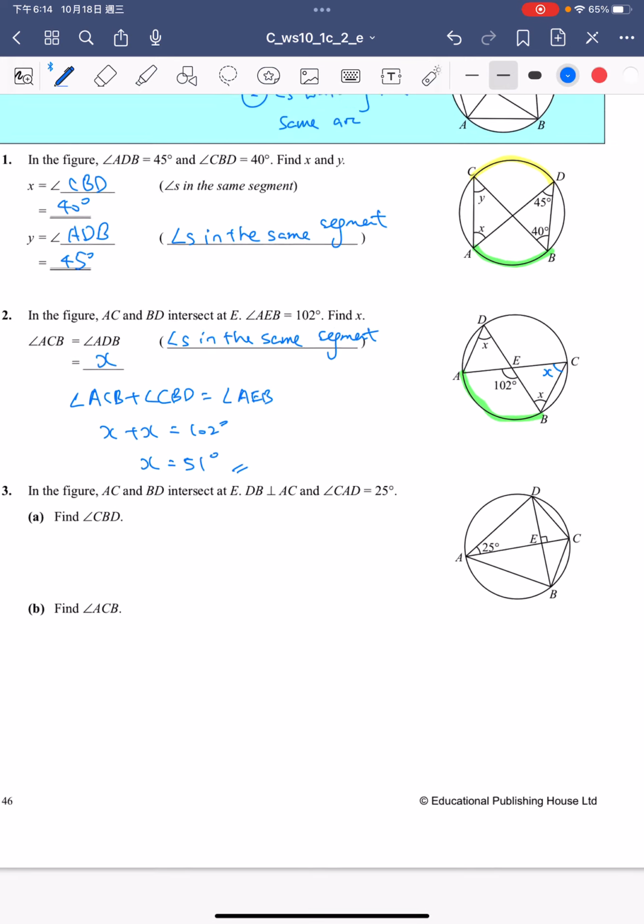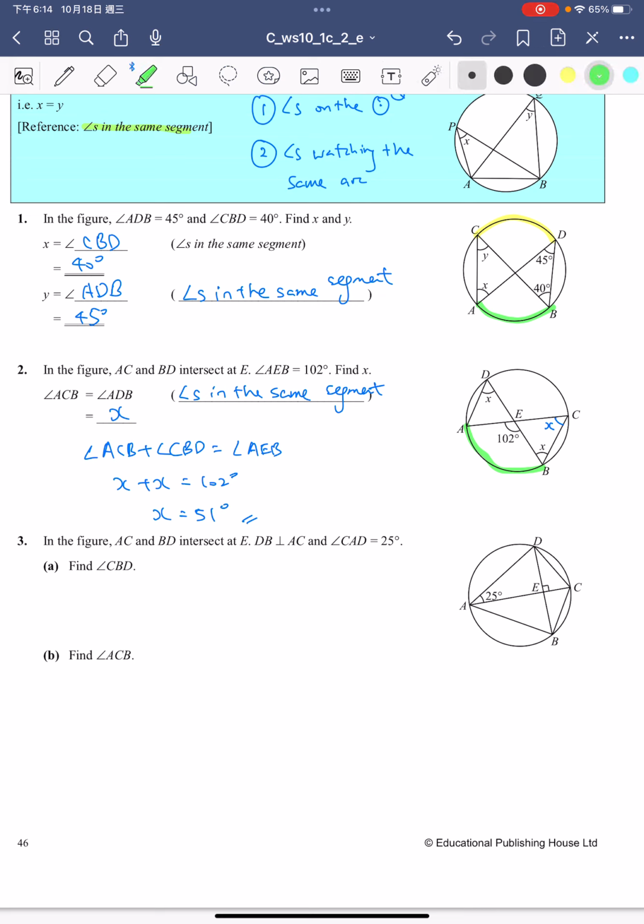So now we need to find out where CBD is. The question is asking for CBD. So CBD is actually here. That's the angle we want to find. So now we can say that this angle CBD is subtended by this arc CD, and this arc is subtended by this 25 degrees as well. So now we can say that the angle CBD, the required angle, is equal to 25 degrees by using the reason of angles in the same segment.